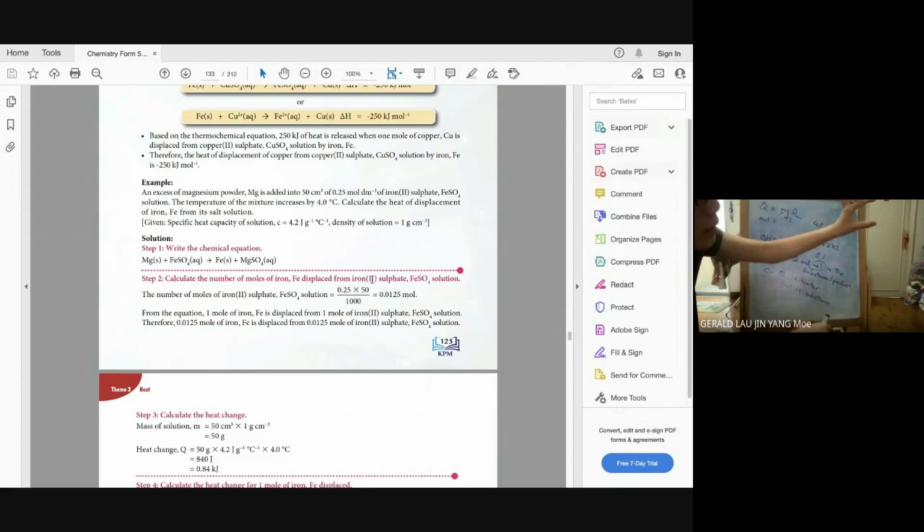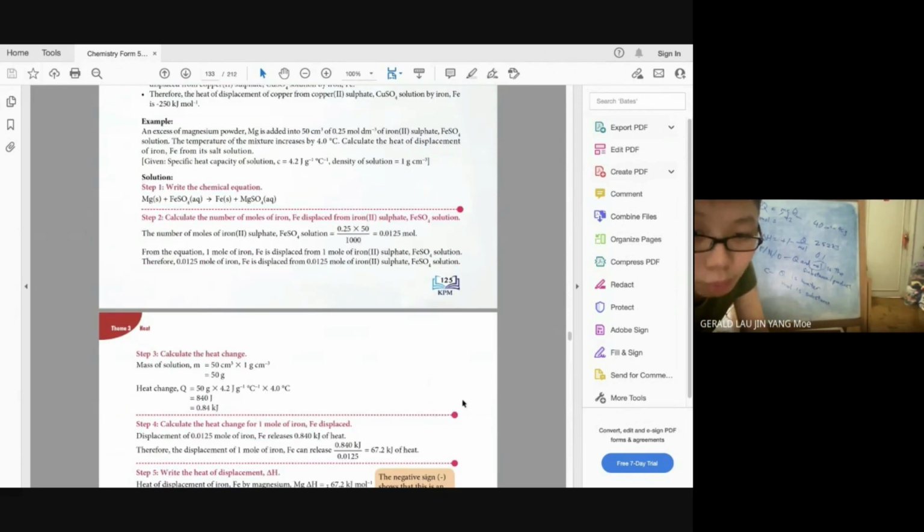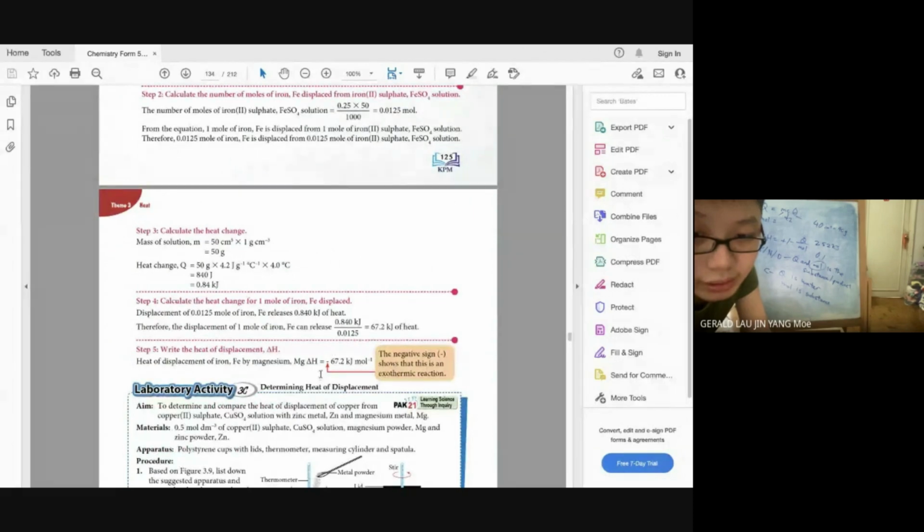You have one metal, you have only one solution. So you just put it in to displace. You only have one solution, so you don't need to mix the solution. So you see here is only 50 cm3, 50 gram. Okay? Find the Q, find the mole. Then you get your delta H ready.